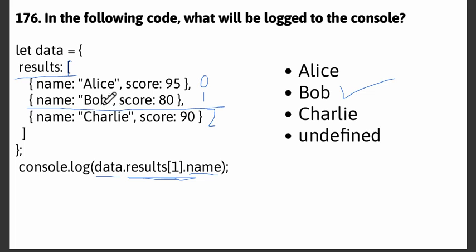which comes here between the two objects, data.result, and the index value of result is 1, so the second object, and the name of the second object is Bob, so Bob is the correct answer.